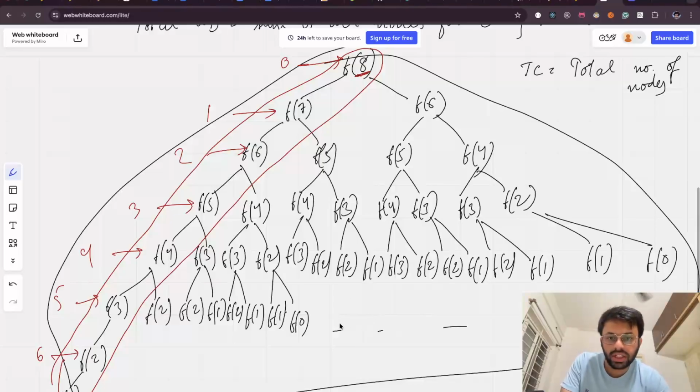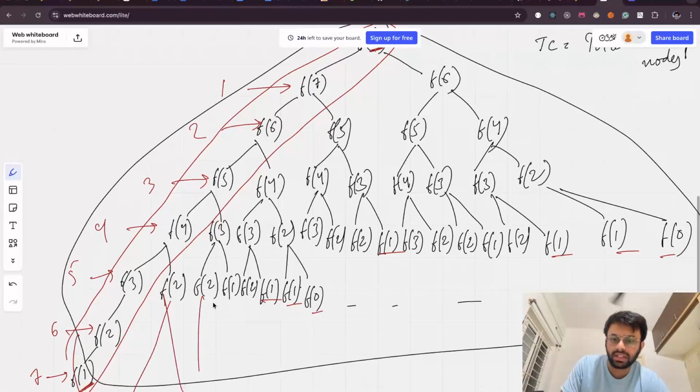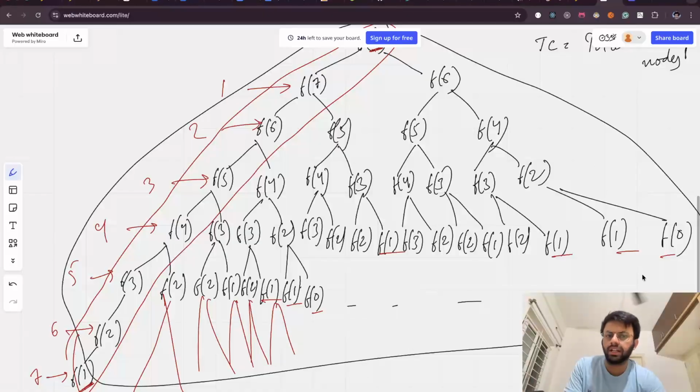In other branches, it will reach 1 or 0 before level 7. But let us assume that in every branch it is reaching till level 7. So it is a completely filled up tree. That is our assumption to make the calculation easy for us.